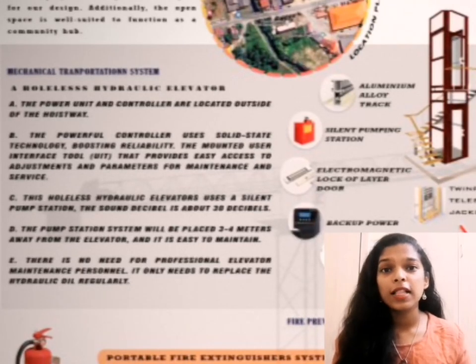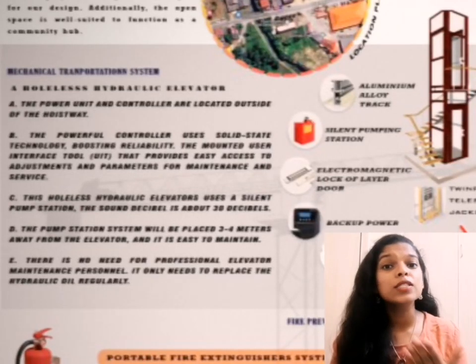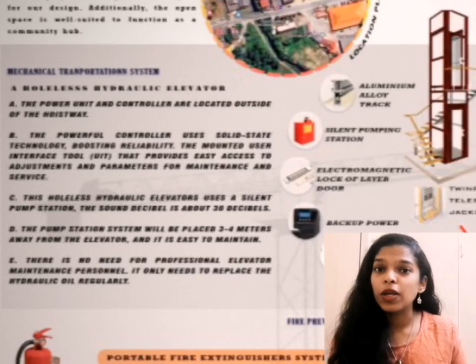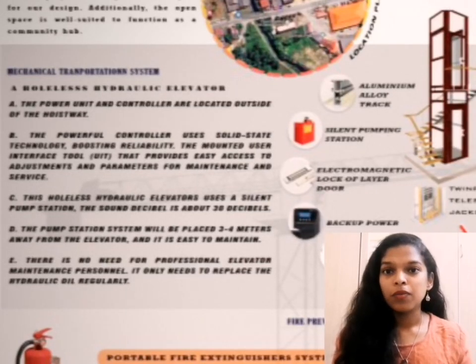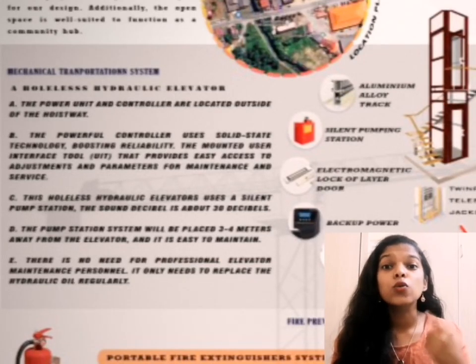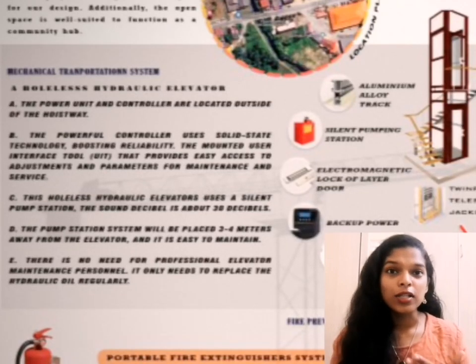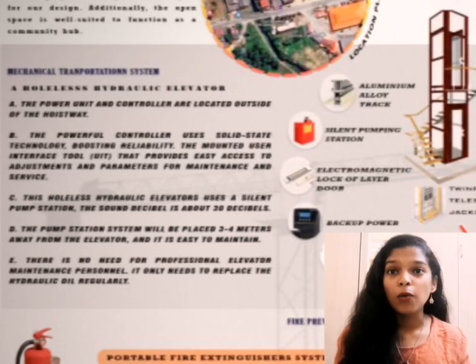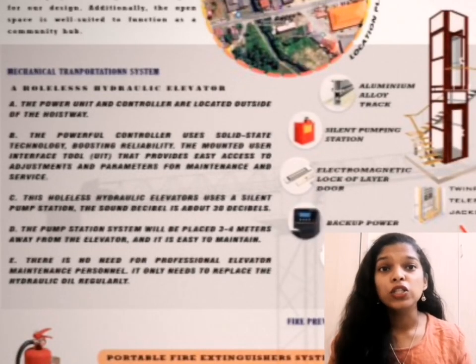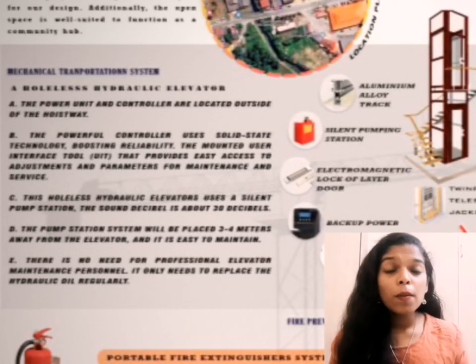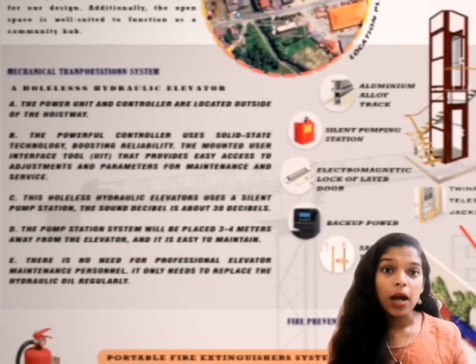This holeless hydraulic elevator uses a silent pump station. The sound decibel is about 30 decibels. The pump station system will be placed 3 to 4 meters away from the elevator, and it is easy to maintain. There is no need for professional elevator maintenance personnel. It only needs to replace the hydraulic oil regularly. The components that can be found in the holeless hydraulic elevator are aluminium alloy track, silent pumping station, electromagnetic lock of layer door, backup power, and the safety touch panel.